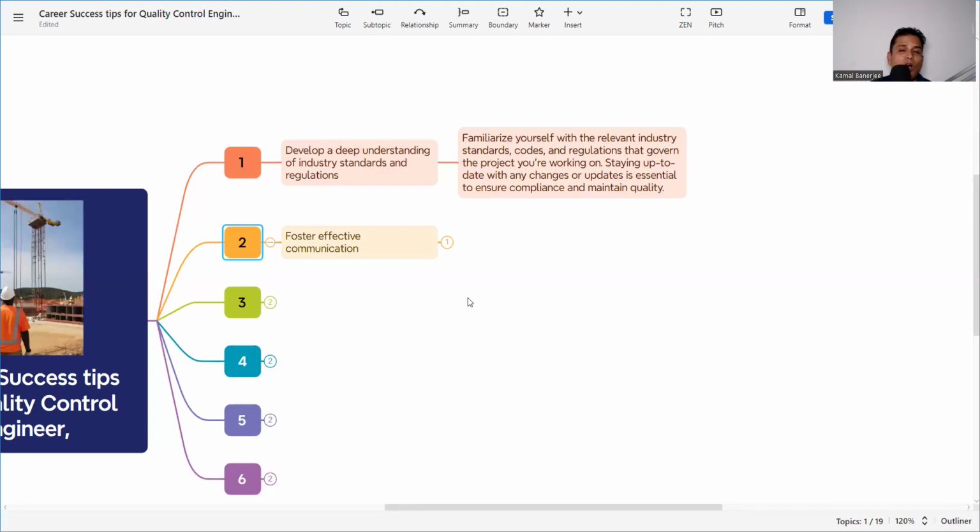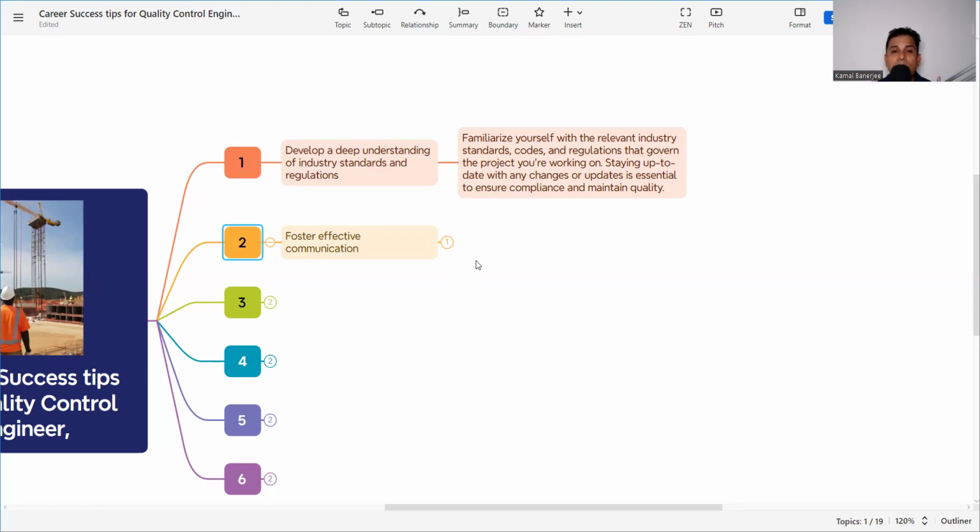You need deep knowledge of that subject, whatever area you want to work in. So first, capture or gather all the subject knowledge, the core knowledge that you need to acquire. The next part is to foster effective communication.